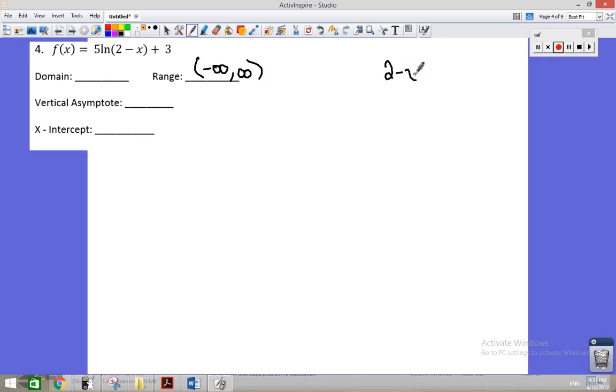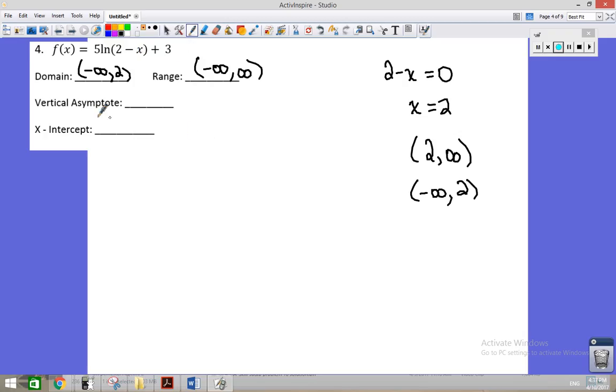So this 2 minus x, always set it equal to 0. Solve this for x, and that's 2. Now, if this negative sign was not in front of there, I would say, well, it's 2 to positive infinity. But that negative sign has reflected my graph across the y-axis. So it's on the left, it's coming from negative infinity to positive 2. That's my domain.